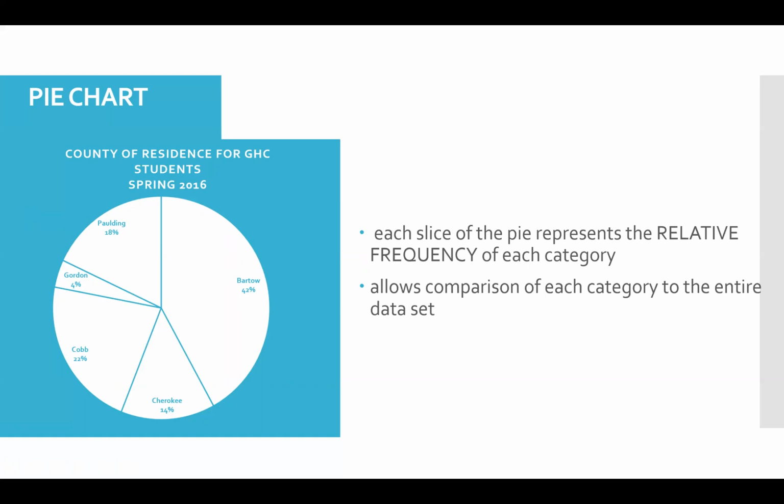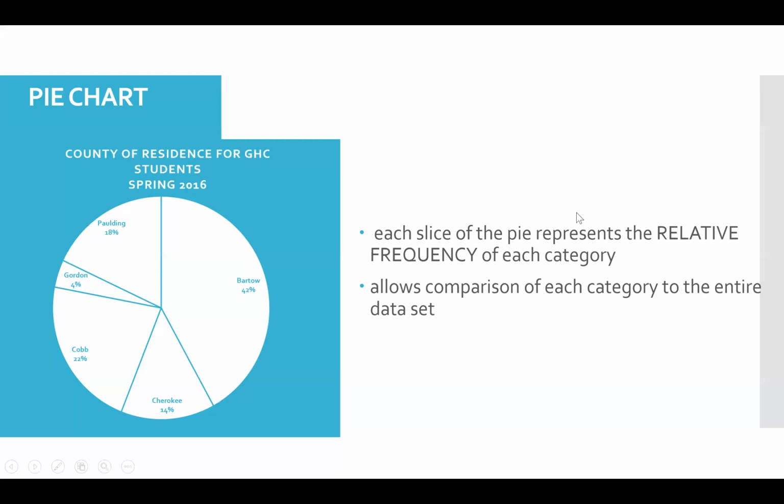Okay, so those are the two primary ones. They're not the only ones, guys. You can also have line graphs and that kind of thing. But those are the two primary ones you see most often when you're dealing with qualitative data, which is words or phrases.